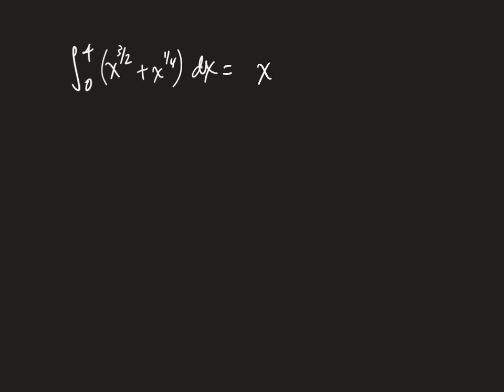So x to the 3/2 plus 1 is going to be 5/2. Dividing by 5/2 is the same as multiplying by 2/5. Plus x to the 1/4 plus 1 is going to be 5/4. Dividing by 5/4 is the same as multiplying by 4/5. And again, we can leave off c because we're choosing c to be 0. Or if we had plus c, when you subtracted these two things, both the c's would subtract off, right? You'd have c minus c, which is 0.